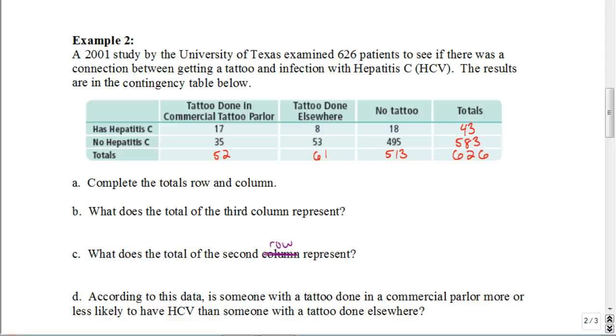So what does the total of the third column represent? Well, that 513 represents the patients without a tattoo. They just want to make sure that you understand how to read the table. There's a typo there. Technically, C should have been, what does the total of the second row represent? That would represent the number of patients that have hepatitis C or have HCV.